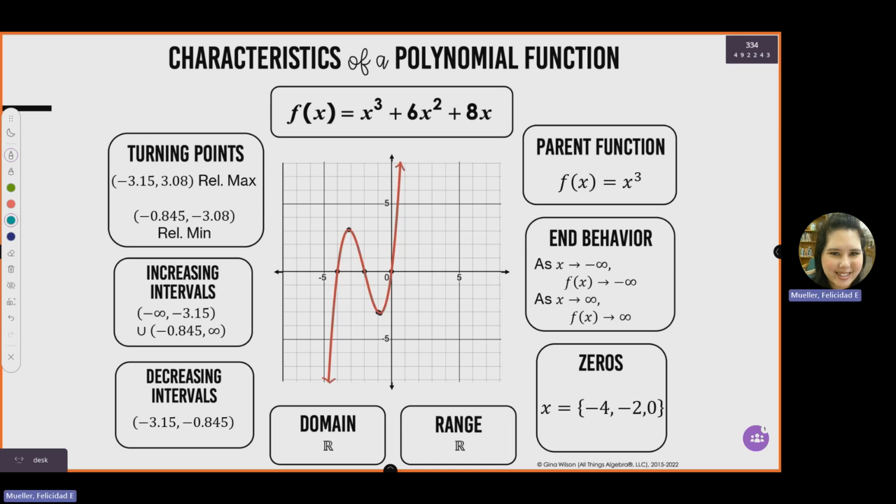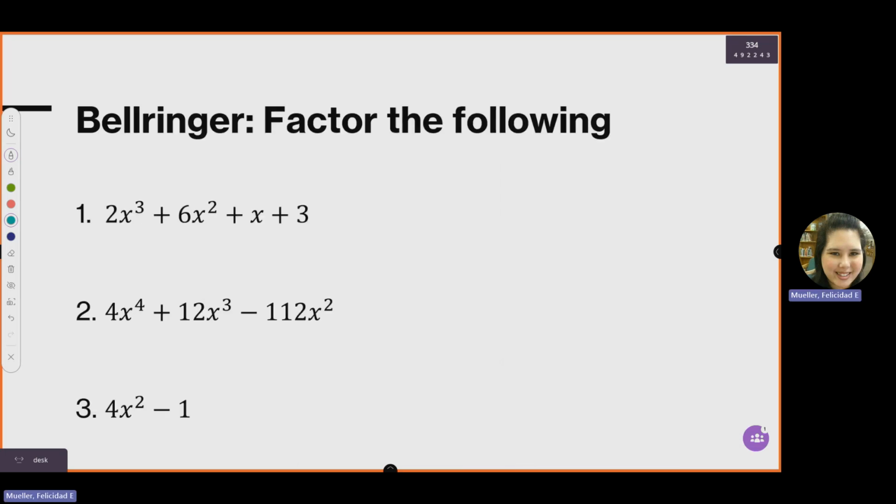I have zeros at negative 4, negative 2, 0. And my end behaviors, as we go to the left, the graph goes down to negative infinity. As we go to the right, it goes up to infinity. And for those that were able to do it, I'm going to skip this one.